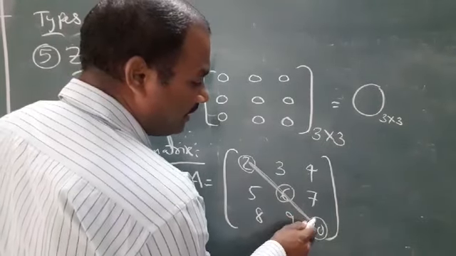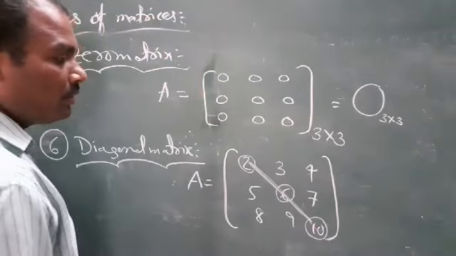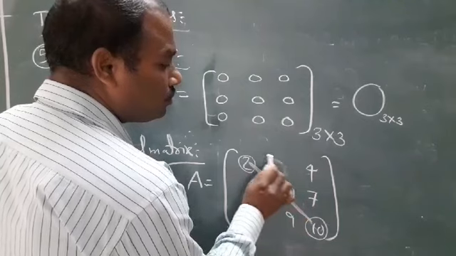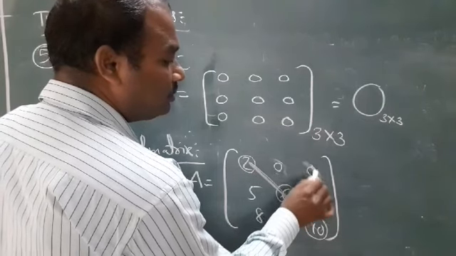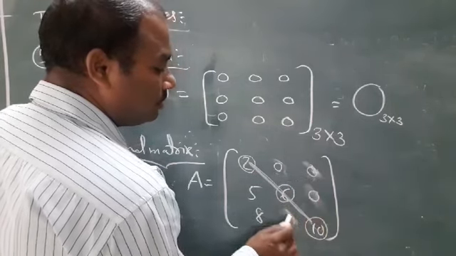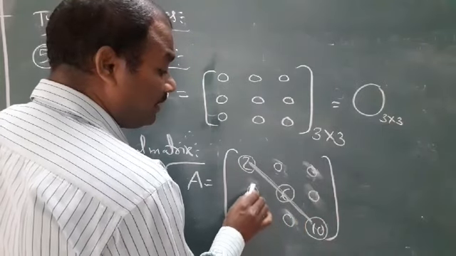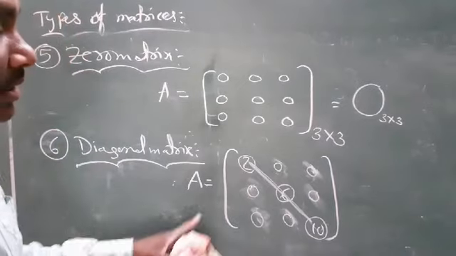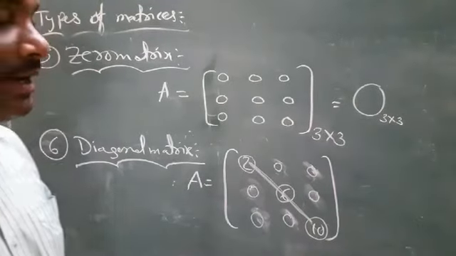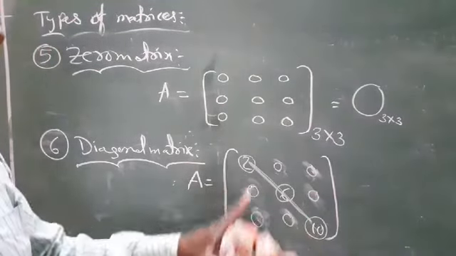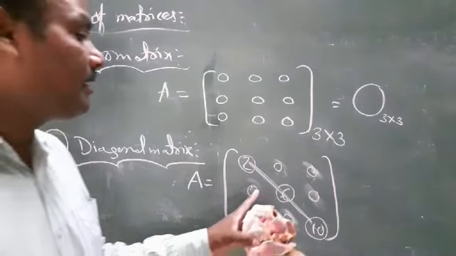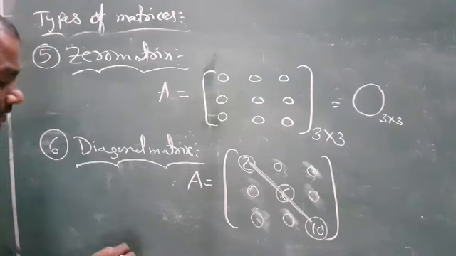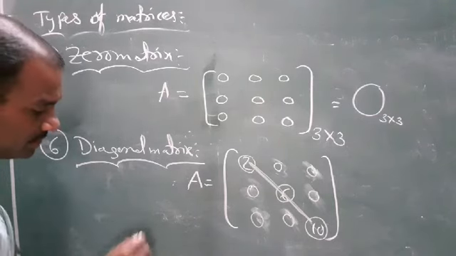Principal diagonal elements are not equal to 0 and the remaining elements are zeros. Here, principal diagonal elements are not equal to 0 and other elements are zeros. This matrix is called a diagonal matrix.